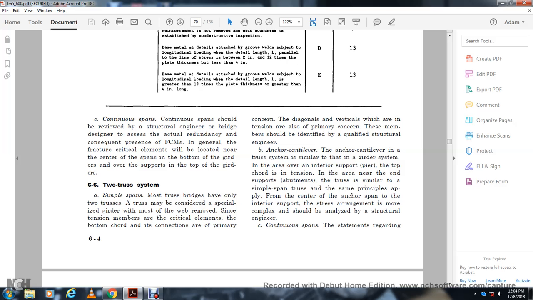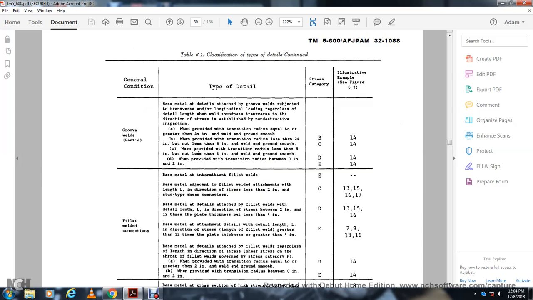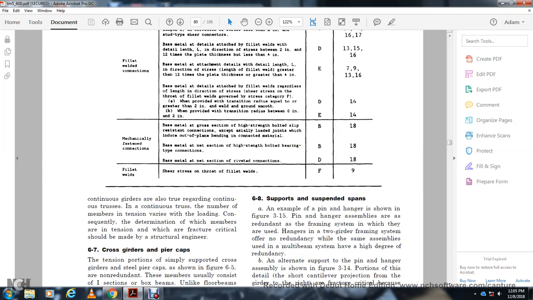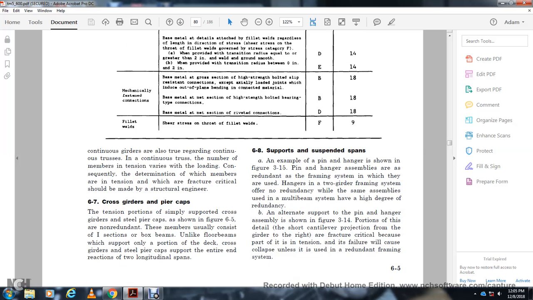The anchor cantilever truss system is similar to the girder system, with tension in the top chord over the interior support at the pier, and near the end of the support at the abutment. Similar to the single span truss, the same principles apply from the anchor span to the interior support with the truss arrangements, and more complex cases should be analyzed by a structural engineer. Continuous spans: these statements regarding continuous girders are also true regarding continuous trusses. In a continuous truss, the members in tension vary with the load, and the continuous arrangement determines which members are fracture critical. This should be determined by a structural engineer.